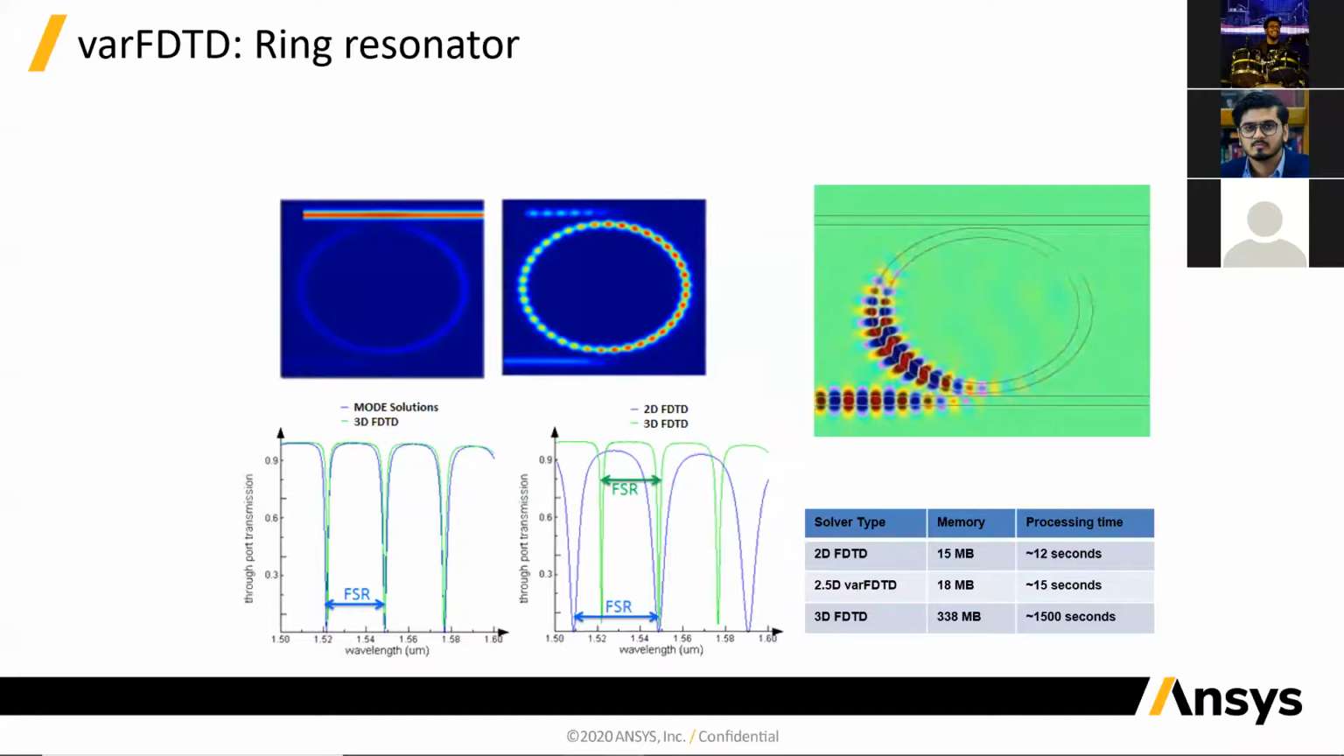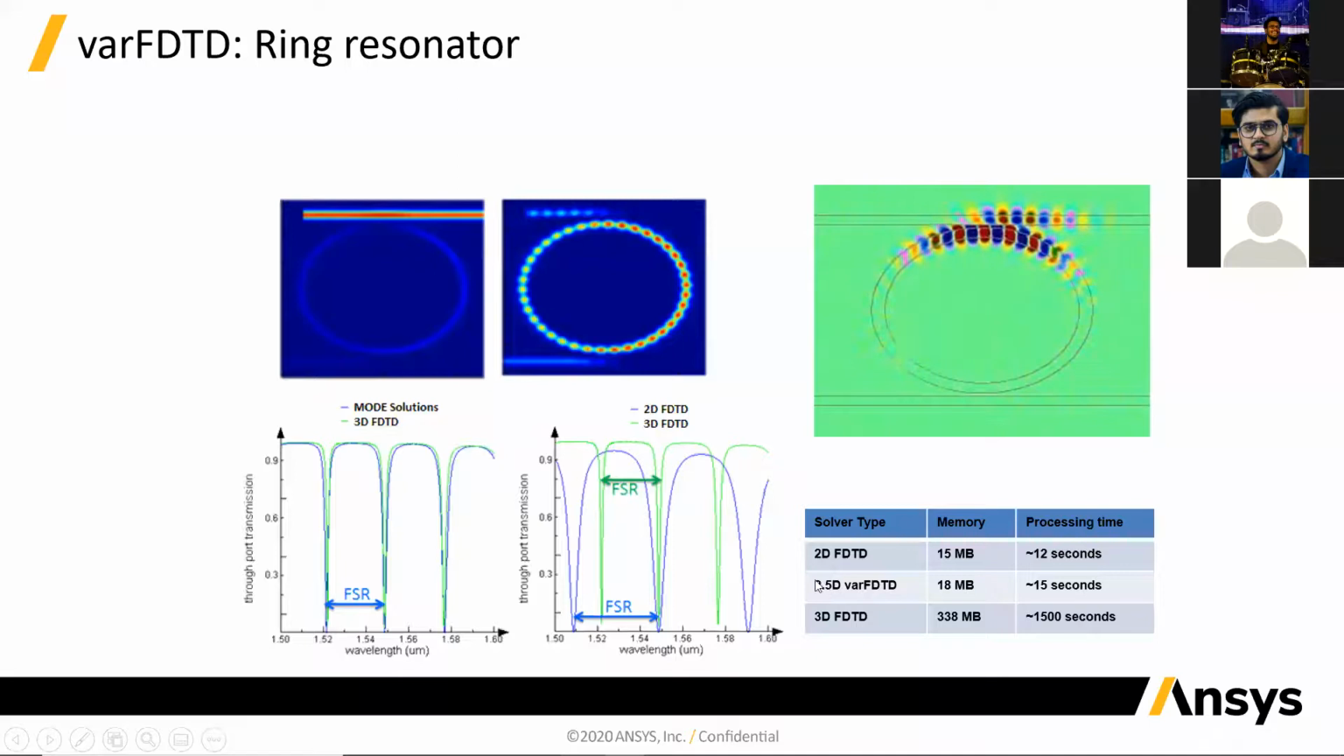And here you can see some comparison of simulation results between FDTD and varFDTD. Right away, in terms of simulation time and memory usage, you can see that if you take a structure of this ring and try to do a full 3D FDTD simulation, this particular structure was still reasonably small. But even this small ring took 338 megabytes of memory and 1500 seconds to run, whereas with 2.5D varFDTD, it took 18 megabytes of memory and 15 seconds to run.